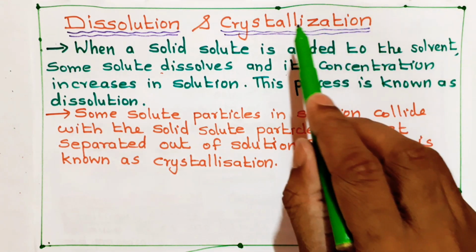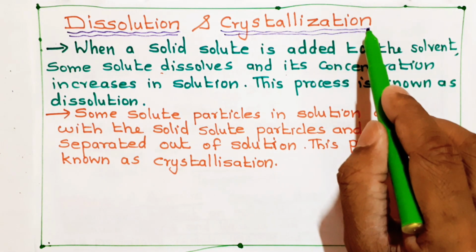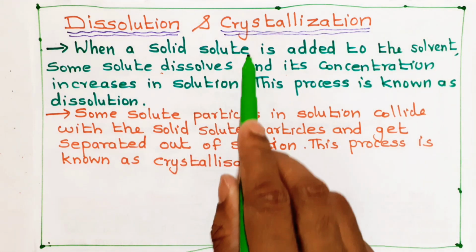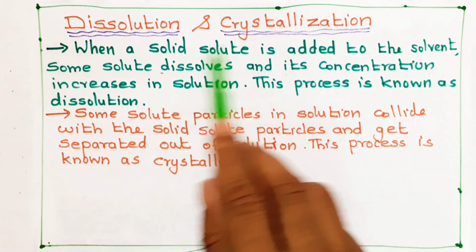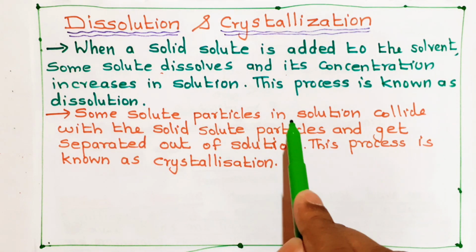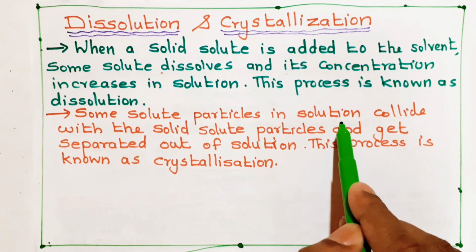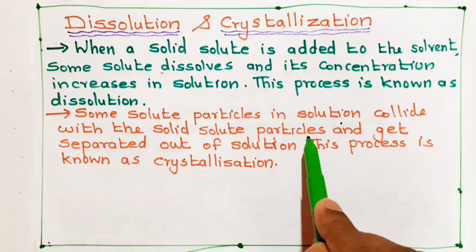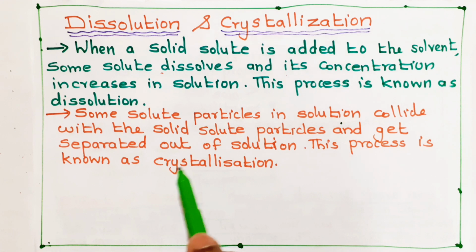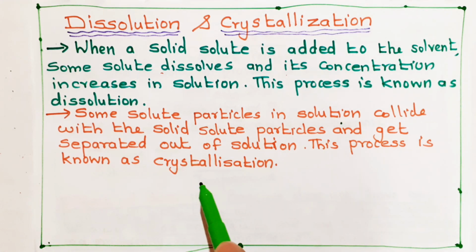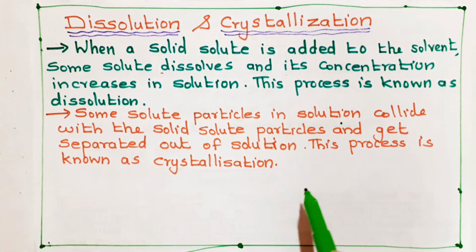What is our next topic? Crystallization. What is crystallization? Once the sodium chloride solution is formed, some of the solute particles in this sodium chloride solution collide with the solid solute particles and get separated out of solution. This process is known as crystallization.